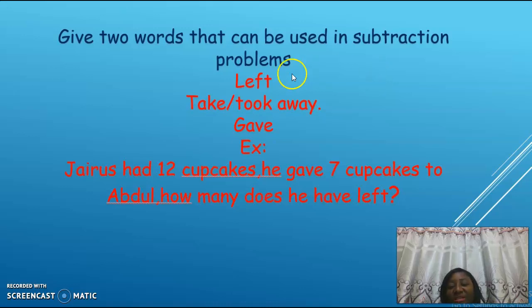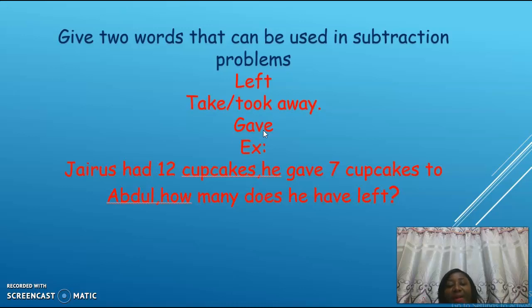My first word is left. When you find a word problem that's got the word left, or they have used the word left in writing up your word problem, then definitely that problem is a subtraction problem. Other times you could have words like take or took away. You could have gave or give.